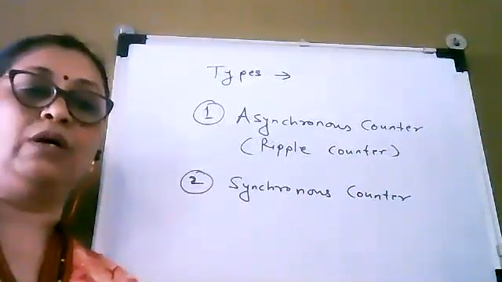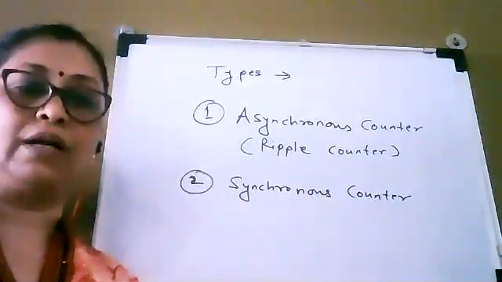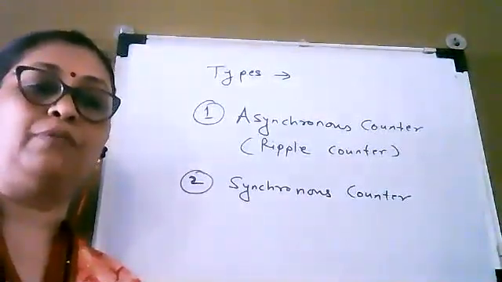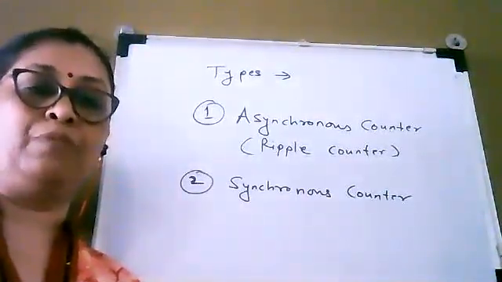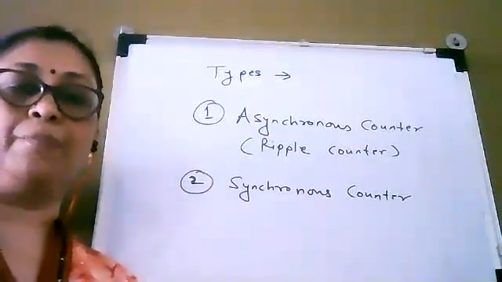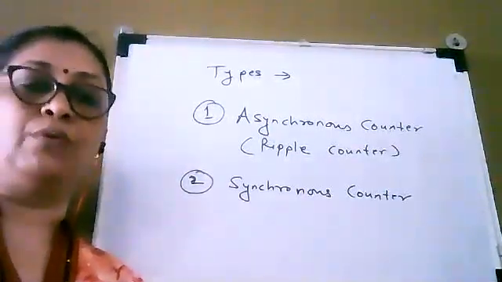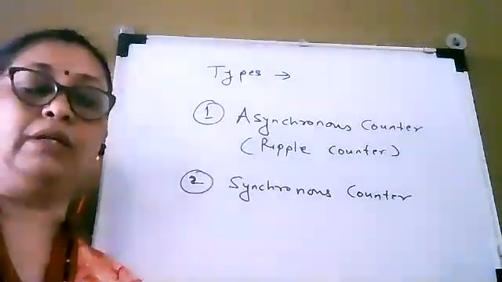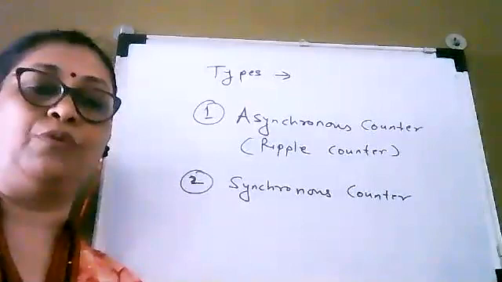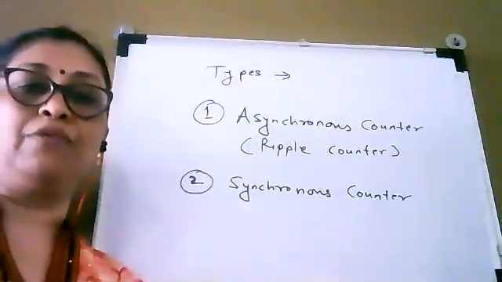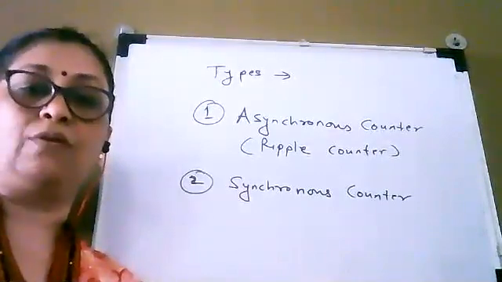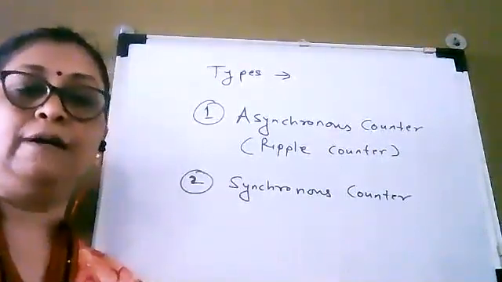So one flip-flop, when it is toggled, is going to trigger the second flip-flop. Second flip-flop is going to trigger the third flip-flop. Third flip-flop is going to trigger the fourth flip-flop. So this is what is happening in case of asynchronous counter, and hence it is just like a ripple created when a stone is thrown into the water, and therefore such types of counters are called ripple counters.